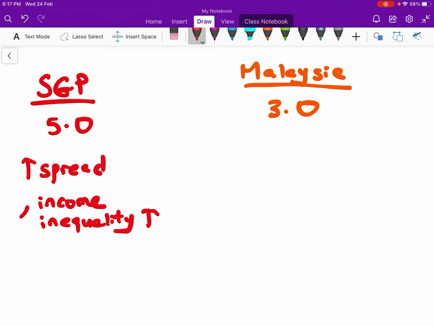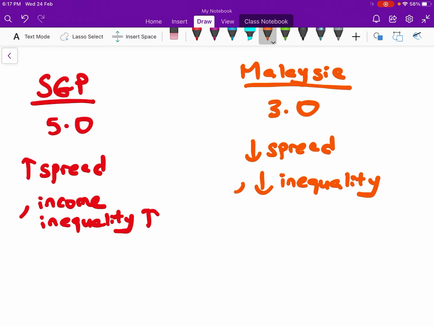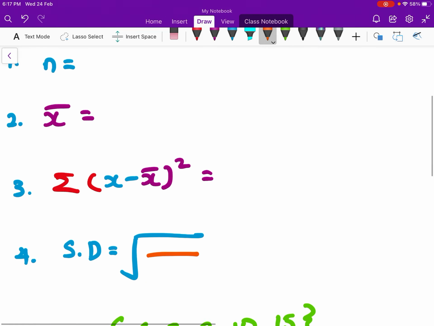There will be people who earn obscene amounts of money, and people who earn very, very little. For Malaysia, the standard deviation is quite low, so it's less spread out and the income inequality is low. Of course, I can say they are more consistent. So this is the idea of standard deviation.